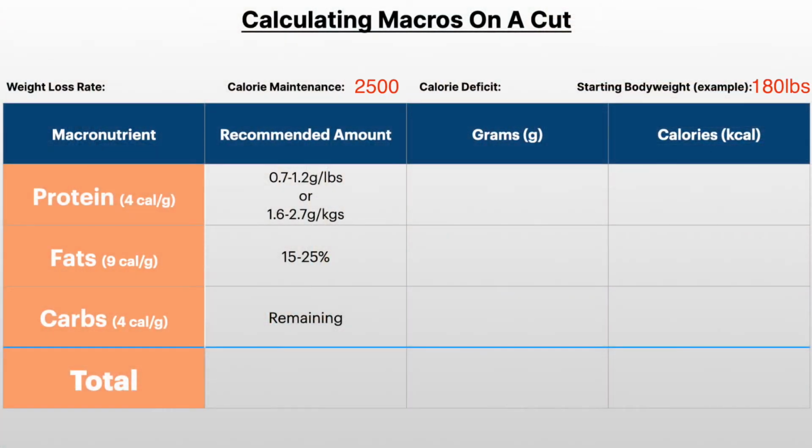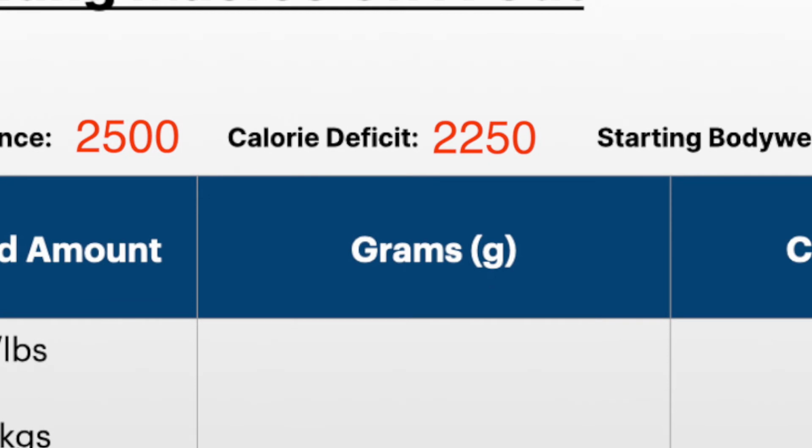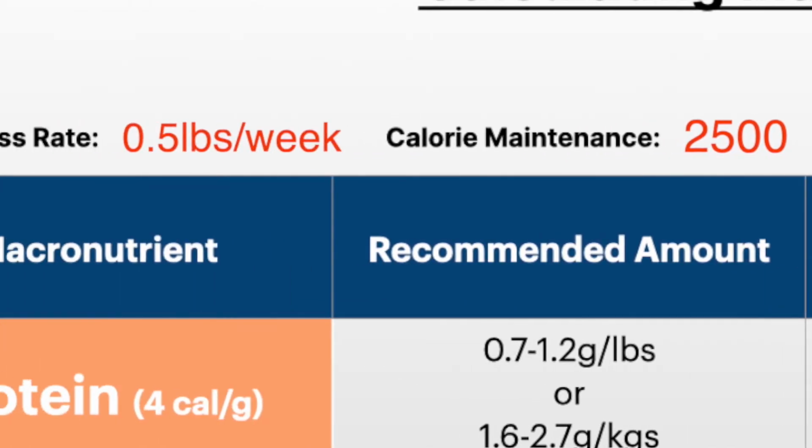For this example, let's start with a maintenance of 2,500 calories, and let's say we're losing half a pound of body weight per week, which means that we'll subtract 250 calories from our maintenance, which gives us 2,250 calories. This is the amount that we'll need to consume to see about half a pound of weight loss per week.